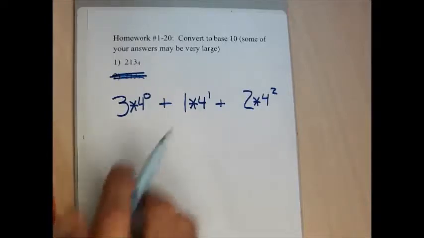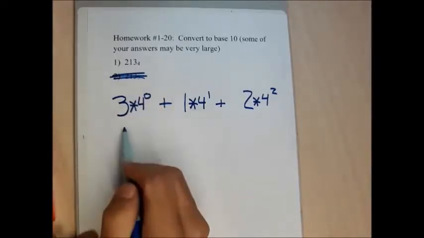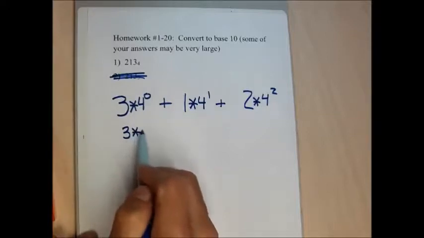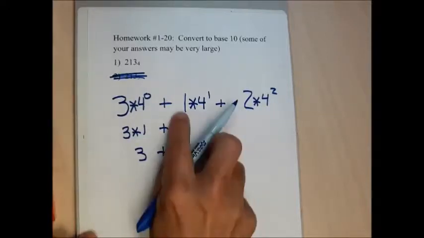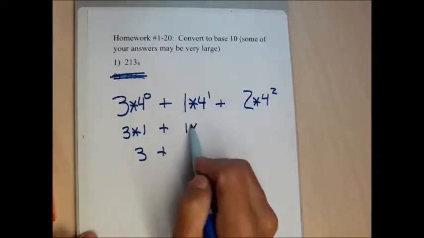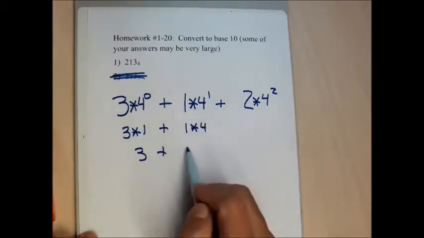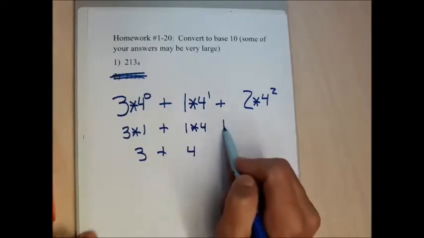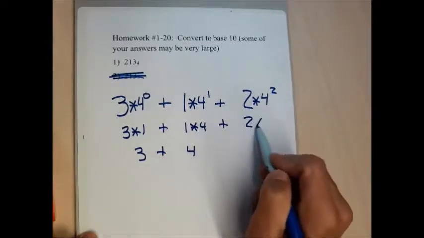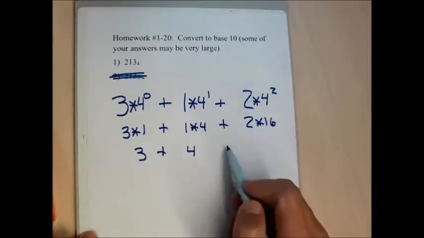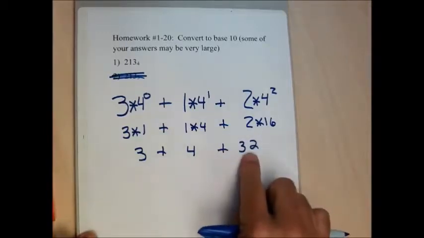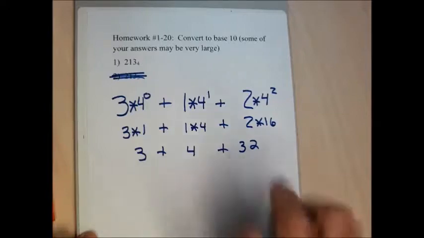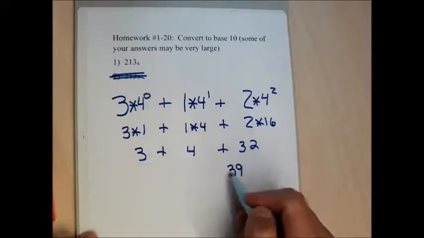By hand, what I would do would say this is 3 times 1 because 4 to the 0 power is 1, and 3 times 1 is 3. This is 1 times 4 because 4 to the first power is 4, and then 1 times 4 is 4. And then this is 2 times 16 because 4 squared is 16, and then 2 times 16 is 32. If I added these together, 3 plus 4 is 7 plus 32 is 39.